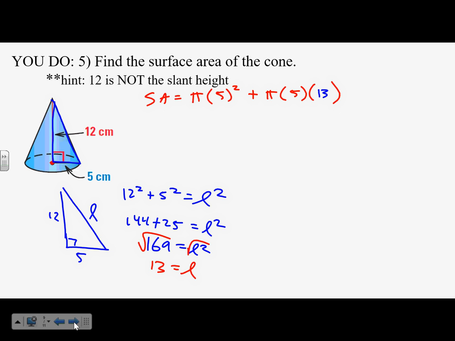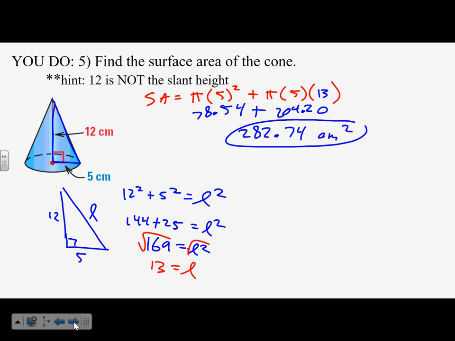This is 78.54. Again, I like to round to 2 decimal places on this. Then we have 204.20. Add those together, 282.74 centimeters squared. Again, the other way to do it, that would be 25 pi plus 65 pi. 25 plus 65 is 90, so that's the same thing as 90 pi. I don't care which way you do it. Just make sure you're being careful.